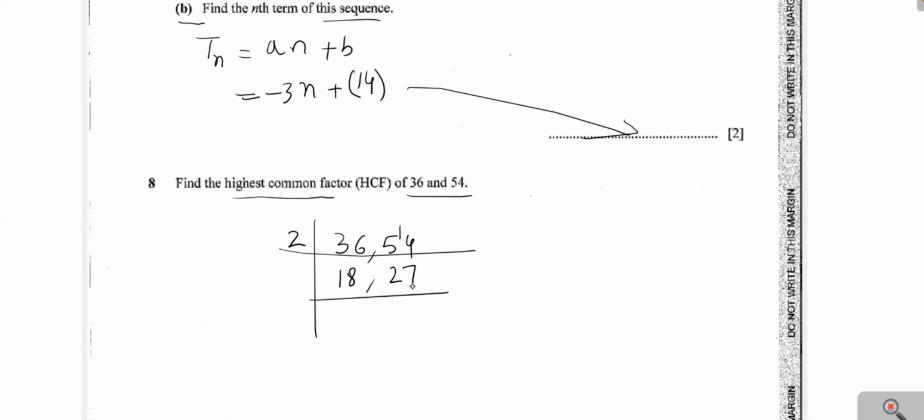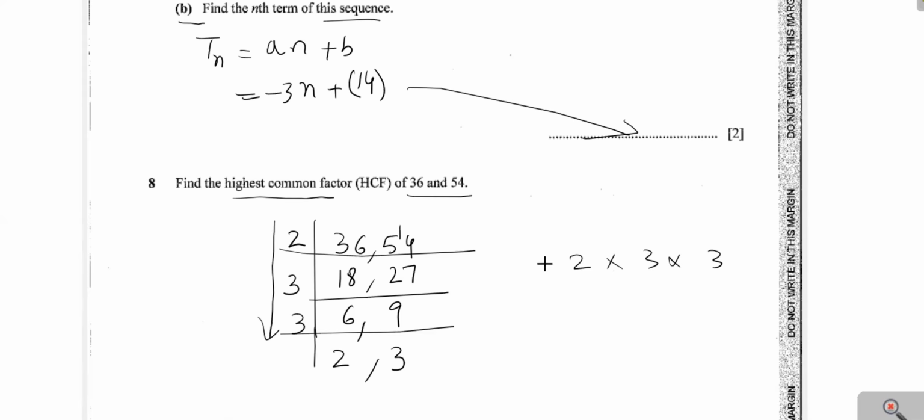Look here, these values we can divide by 3. Therefore, we can write 3 times 6 and 3 times 9. We can divide these values by 3 again. We get 3 times 2 is 6, 3 times 3 is 9. And look here, these values 2, 3, and 3 we will multiply, and this will be equal to the HCF. And this value is 18, and 18 is the highest common factor.